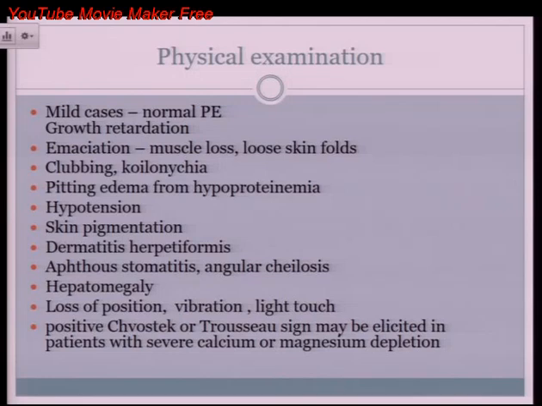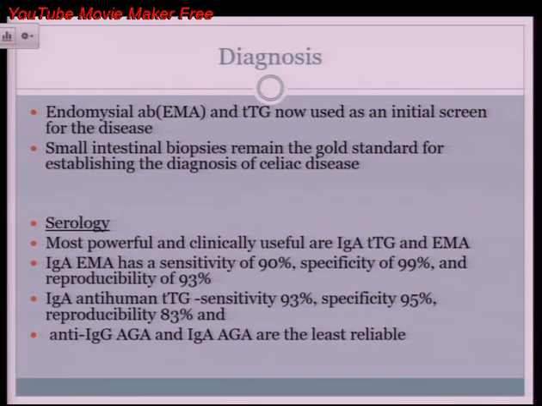That being said, for the most part, most patients that we see on a day-to-day basis with celiac don't have any of these symptoms and are normal. Moving on to diagnosis. So how do we diagnose celiac disease? Endomysial antibody and TTG, tissue transglutaminase antibody, are now used as the initial screen for the disease. Small intestinal biopsies with the help of an upper endoscopy remains the gold standard for diagnosis.